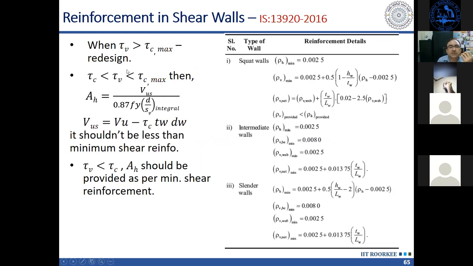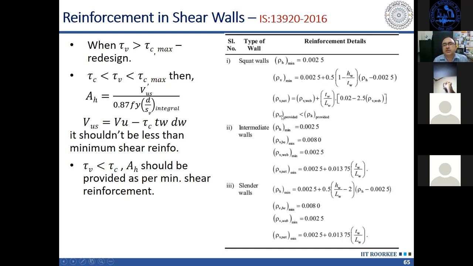Okay. Similar expressions are there in IS 13920 also. The only difference is that in IS 13920, the clauses for minimum reinforcement are slightly more elaborate. The minimum horizontal reinforcement is the same, 0.25%, as it was given here. But the minimum vertical reinforcement is slightly higher than 0.025, where this factor also comes. It depends upon the height to thickness ratio. So depending on the height to thickness ratio, this will improve.